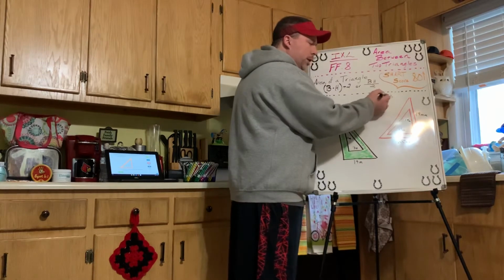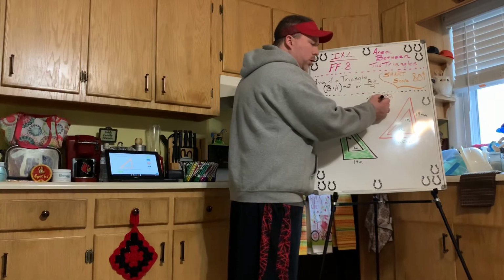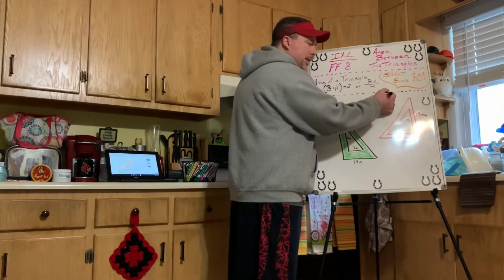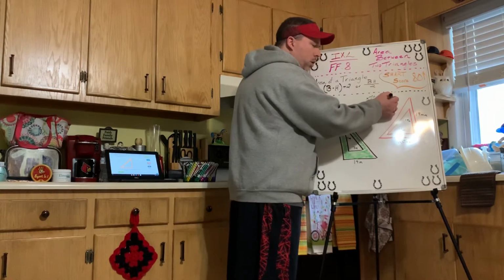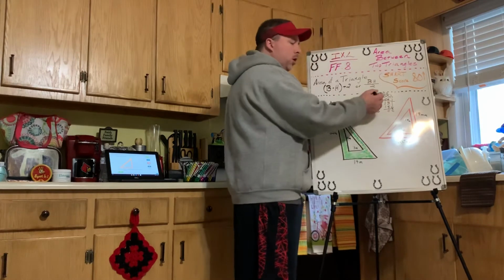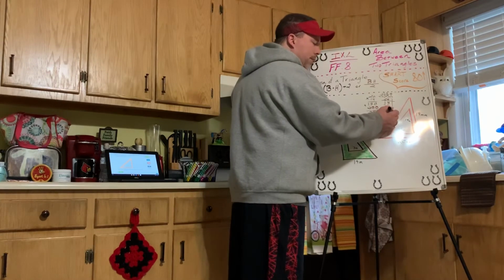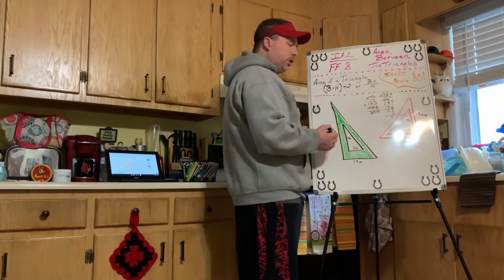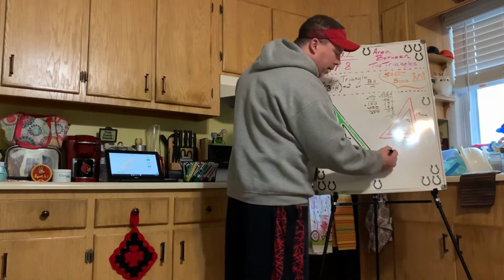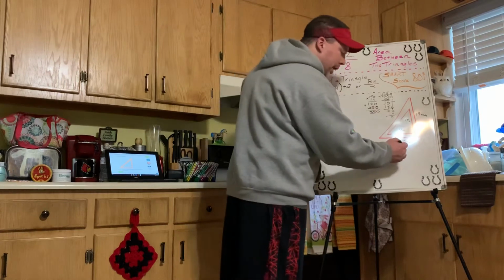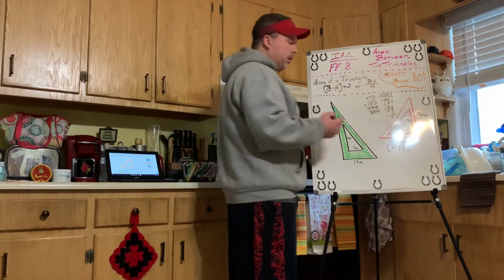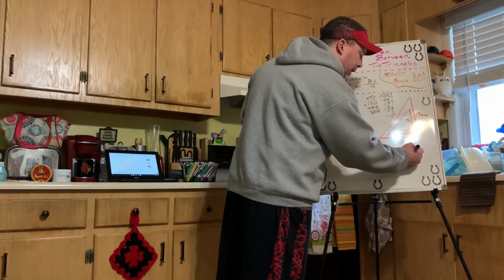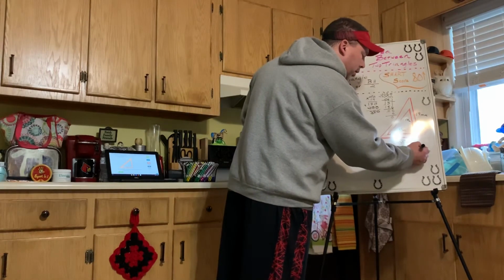2 goes into 3 one time. 1 times 2 is 2. 3 minus 2 is 1. The 8 drops. 2 goes into 18 9 times. 9 times 2 is 18. The 0 drops. 2 goes into 0 0 times. And now we're officially done. So the large triangle has an area of 190 millimeters squared.